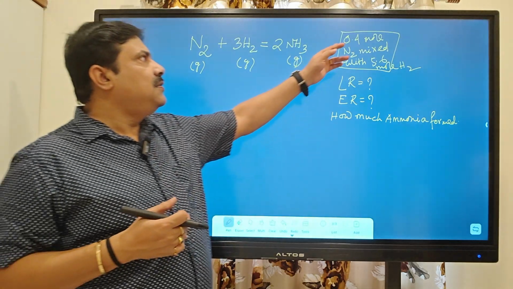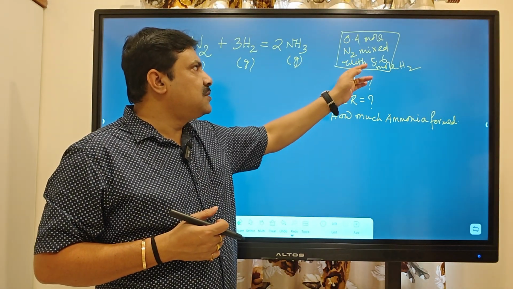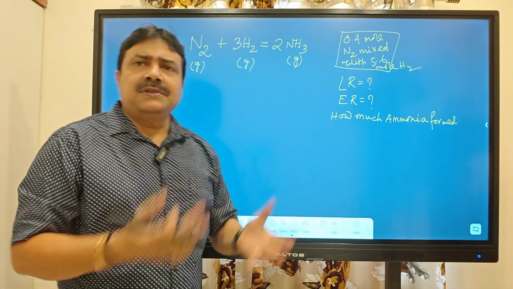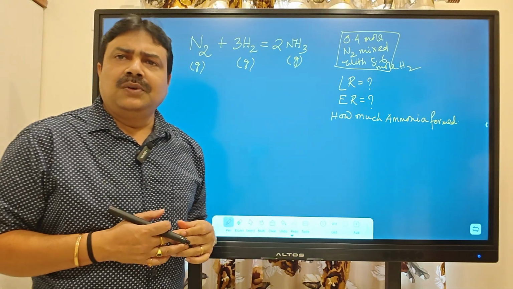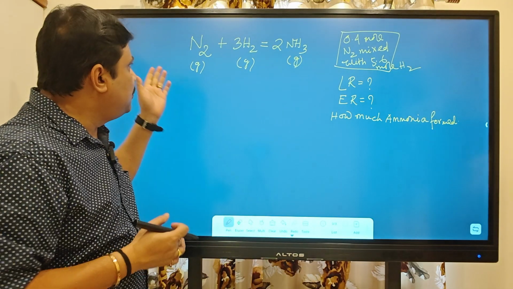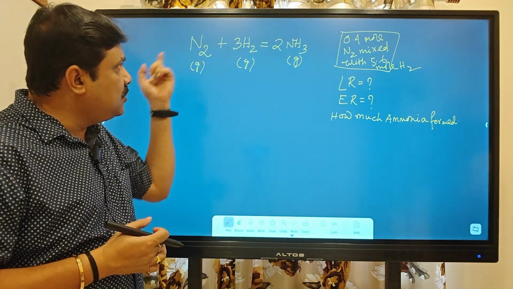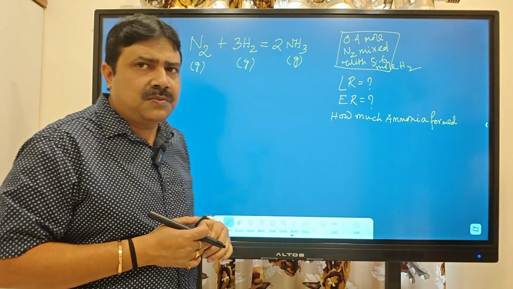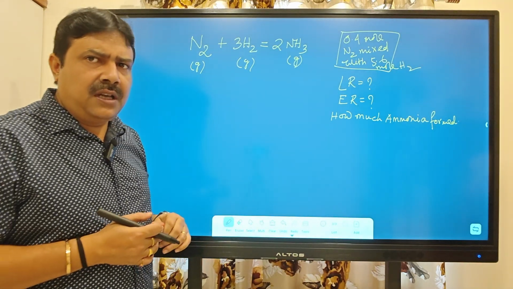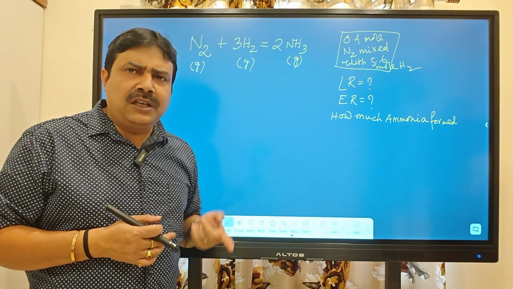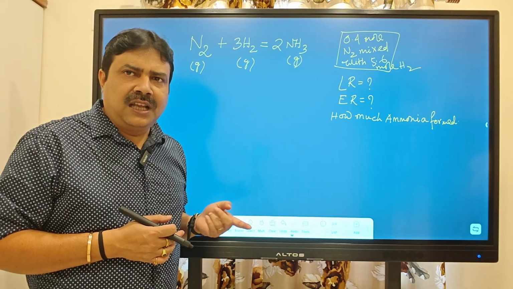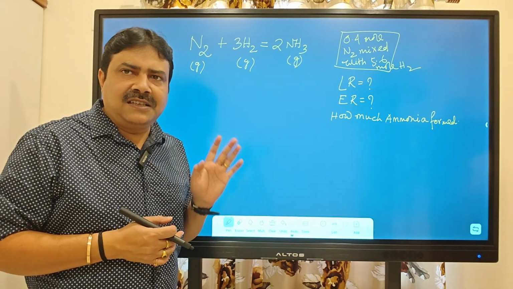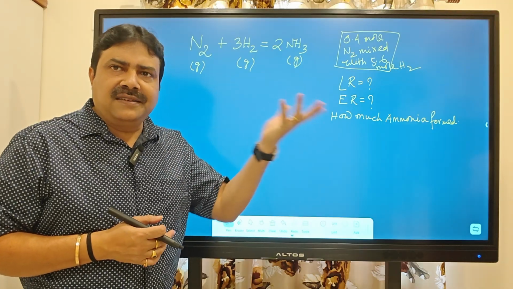In a problem, they are giving 0.4 mole of nitrogen mixed with 5.6 mole of hydrogen. Suppose if they are giving you in terms of a whole number, easily we can find out. That means we will see, okay, 1 mole reacts with 3 moles. Suppose if they are giving 1 mole of nitrogen mixed with 6 moles of hydrogen, then immediately I will understand 1 mole of nitrogen only will react with 3 moles of hydrogen. That means 3 moles of hydrogen will be extra. That means hydrogen is an excess reagent, and nitrogen, which is fully reacting, is the limiting reagent.